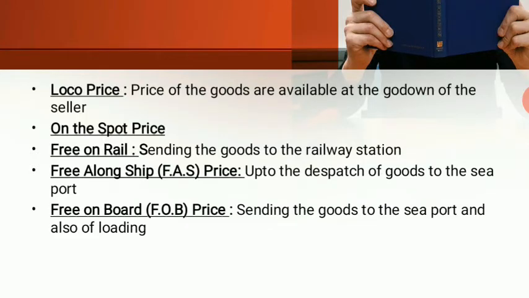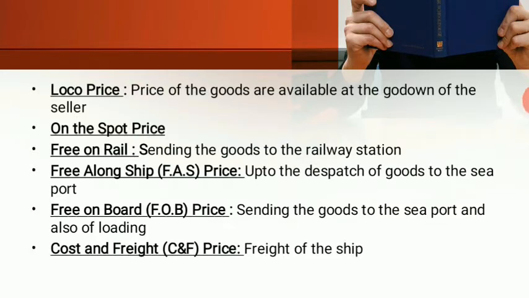Next is free on board price, that is FOB price. When the seller takes upon himself the responsibility of sending the goods to the seaport and also loading, it is called FOB price. Next is cost and freight price. This price includes, apart from the above expenses, the freight of the ship also. Insurance premium is not included in this price.